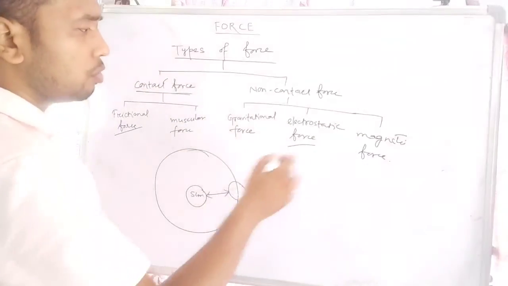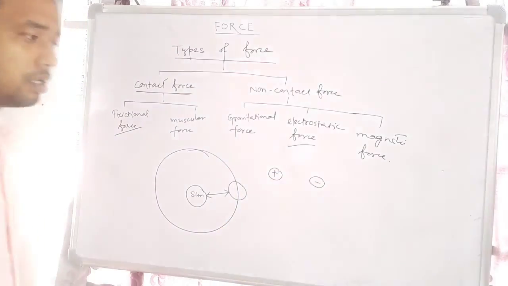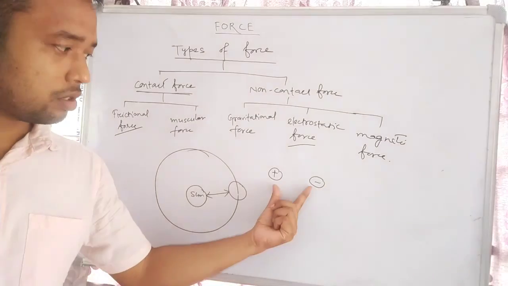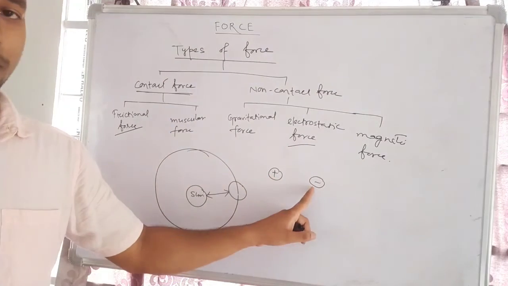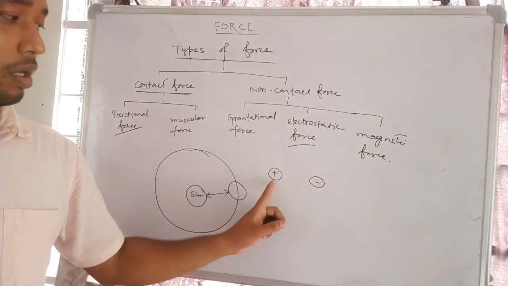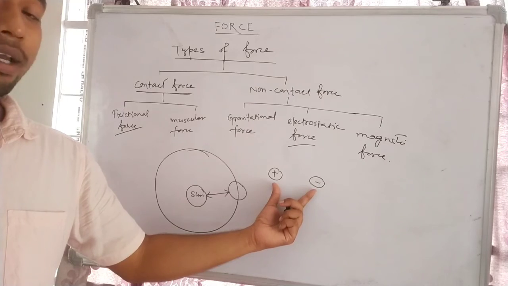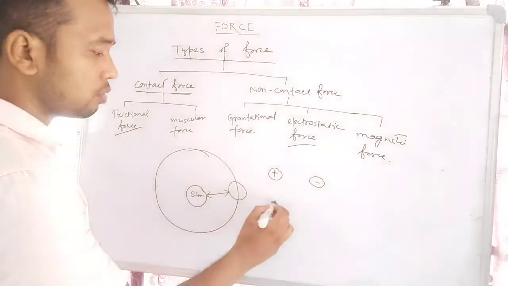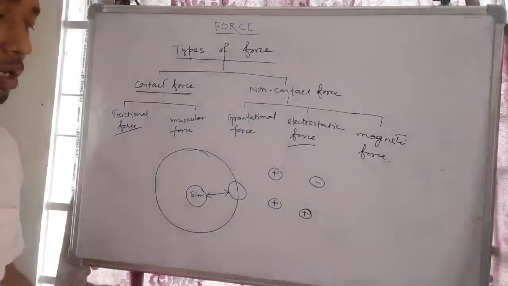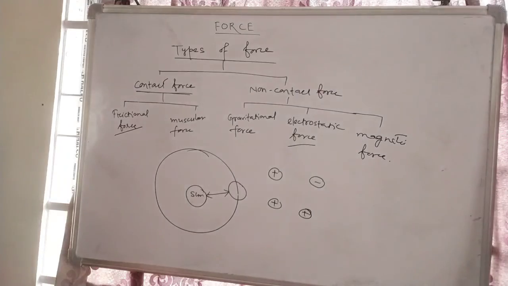Similarly, if we take the example of electrostatic force, if we take a positive charge here and one negative charge here, then automatically these two charges will move towards each other, because between positive and negative charges there is an attractive force. When these two charges are placed at these two positions, there is no contact between them, though there is an attractive force between the two charges. That's why it is called non-contact force. Similarly, if we take two positive charges, then automatically these two charges will move away from each other, because there is a repulsive force between two positive charges.